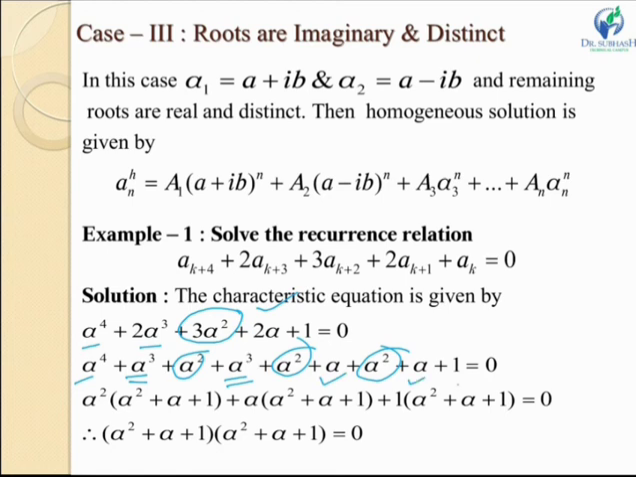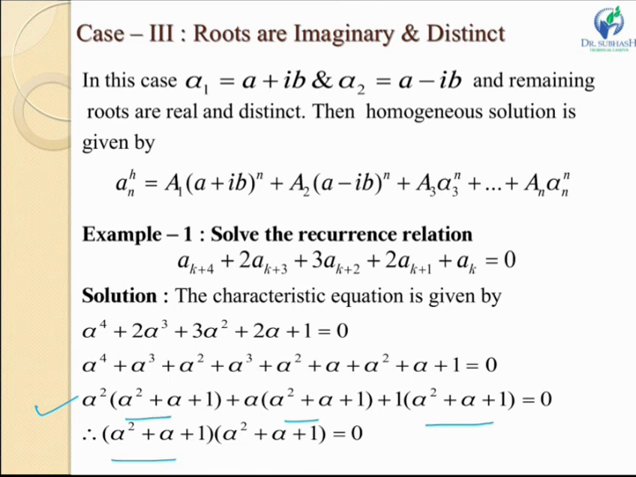So I have split it in such a way that I can take terms common out of it. Now see, from the first 3 terms I will take alpha square common. From the next 3 terms I am taking alpha common, and from the last 3 terms I will take 1 common. From this whole equation I am taking alpha square plus alpha plus 1 common. So these are the terms left: alpha square plus alpha plus 1.